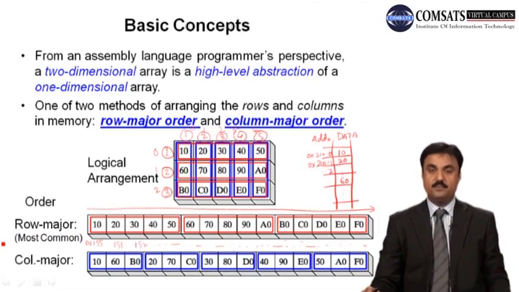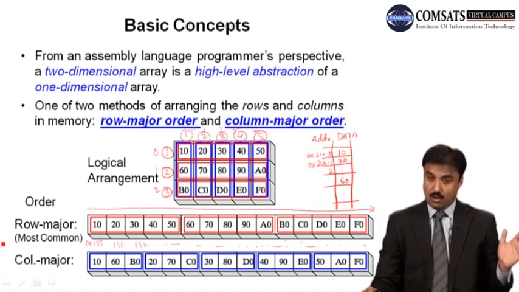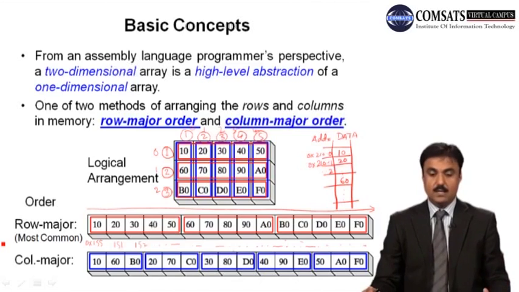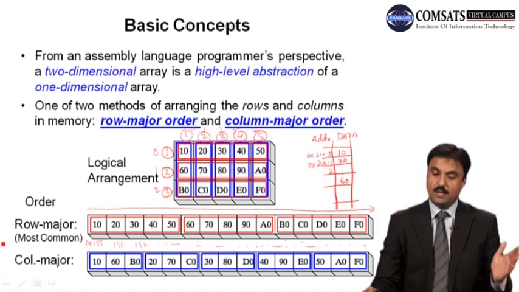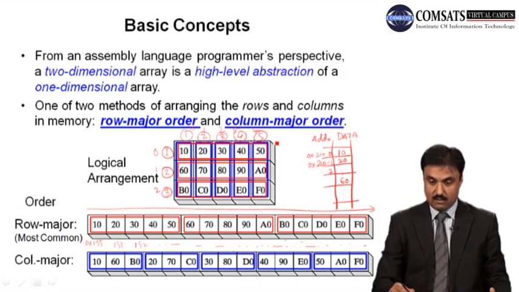In row major order, as we can see here, in the first row there are 5 elements. There are 5 columns in the first row. So in the first row we will store all the elements inside the memory. For example, here we have 10, 20, 30, 40 and 50. These are the 5 elements in one row. Then we will store all these 5 elements, which are shown by this red box or red outline.